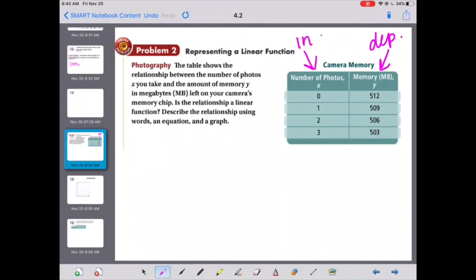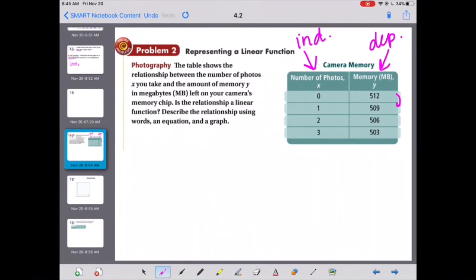Okay, remember that the amount of memory left on your chip depends on the number of photos that you take. So this is your dependent, this is your independent. Is the relationship a linear function? And then describe the relationship using words, equations, and graphs.